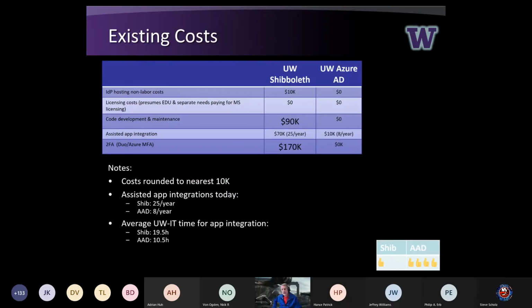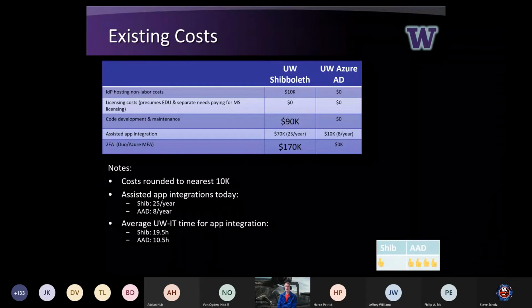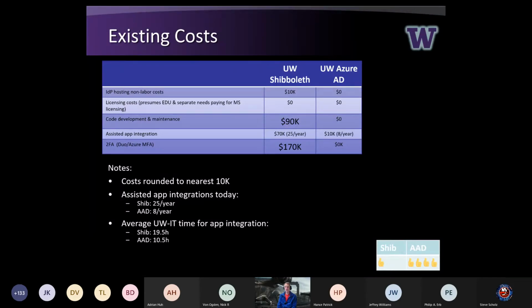All right, costs. Again, this is specific to the UW. I'm sure your costs are different. These are all estimates. We do not track these costs. This is all sort of us having to figure things out after the fact and trying to put this together. All of these costs are rounded to the nearest $10,000. Those are all my disclaimers on this slide. Let's look at these different costs.